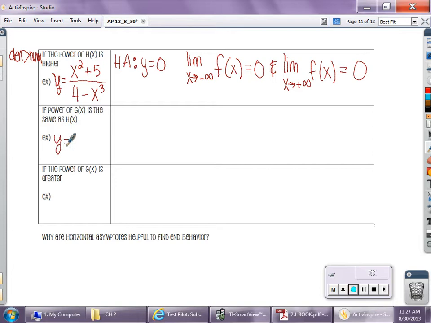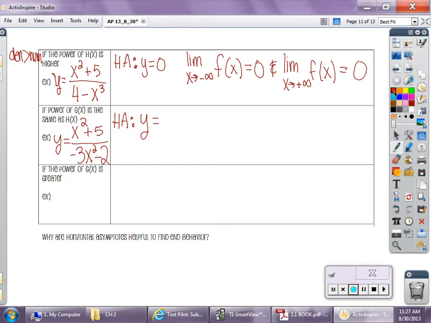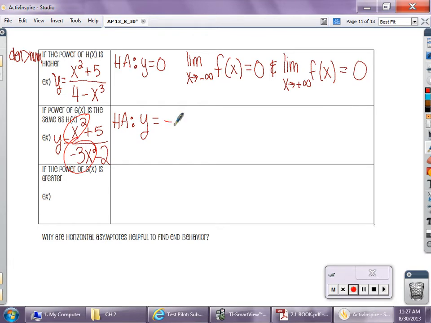The middle one? So we want the same power. So let's do x squared plus 5 up top. And we can do negative 3x squared minus 2. Well, if they're the same power, the horizontal asymptote is the ratio of the coefficients. So I'm going to circle them here. The ratio of the coefficients would be negative 1/3.